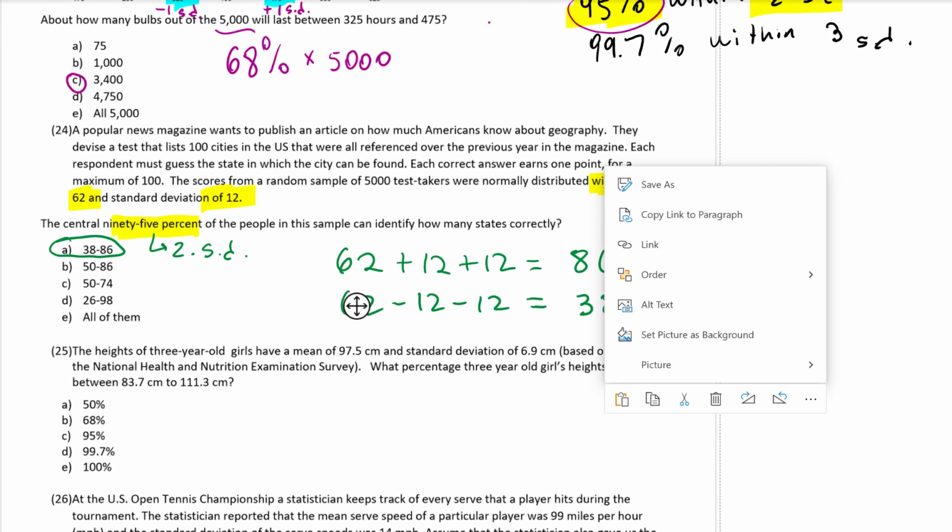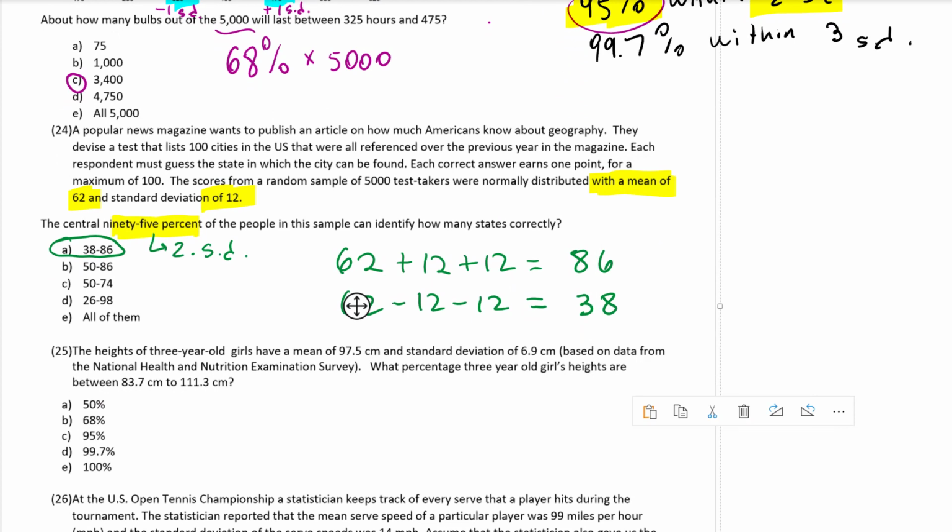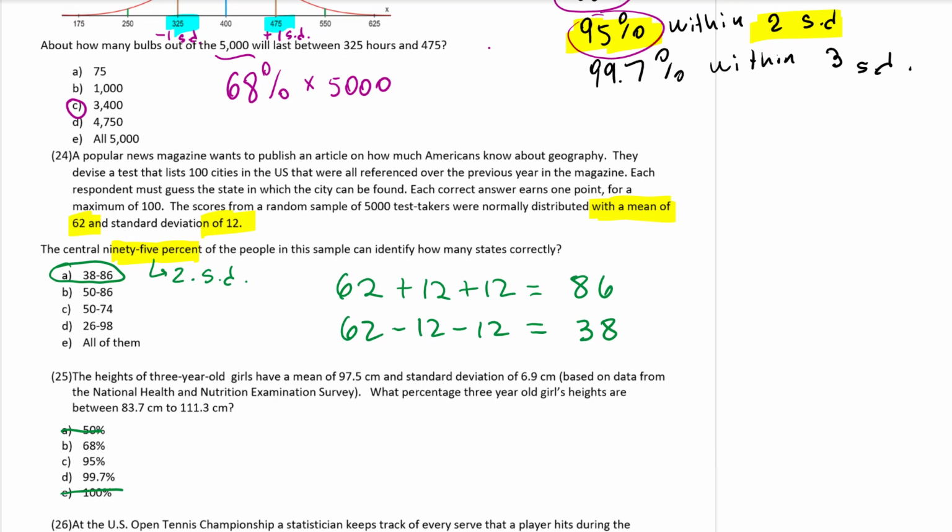Almost there. The heights of 3-year-olds have a mean of 97.5 centimeters and a standard deviation of 6.9. What percentage of 3-year-old girls' heights are between 83.7 and 111.3? Notice it's talking about, again, percentages. So it's got to be one of those. So let's go ahead and get rid of the ones that are not part of the empirical rule. And then we have to add and see how many times we have to add the standard deviation to get the percentage.